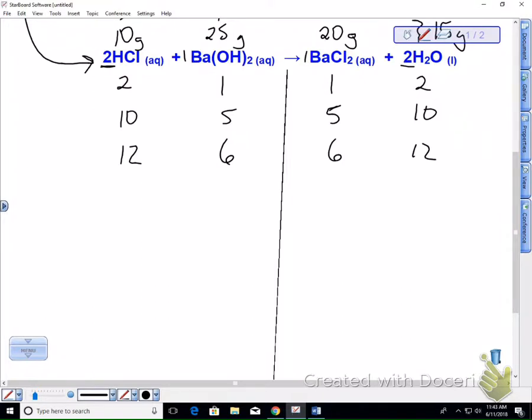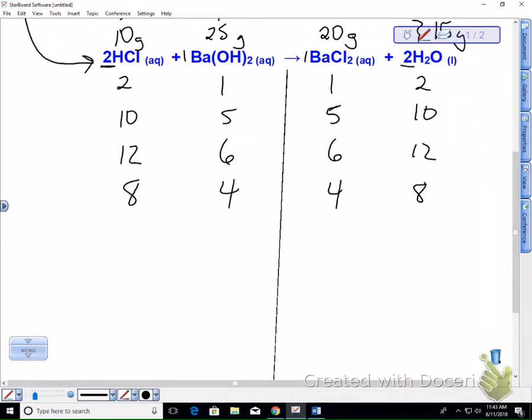We can also use stoichiometry with the products. If I knew that I made 4 barium chlorides, how many waters? Well, I make 2 waters for every barium chloride, so I know that I would make 8 waters as well. Now let's work it backwards. How much of the reactants did I need to make 4 barium chlorides? Well, it's a 1-to-1 ratio, so I would need that many barium hydroxides. And I would need twice as many HCl's, so that would be 8.